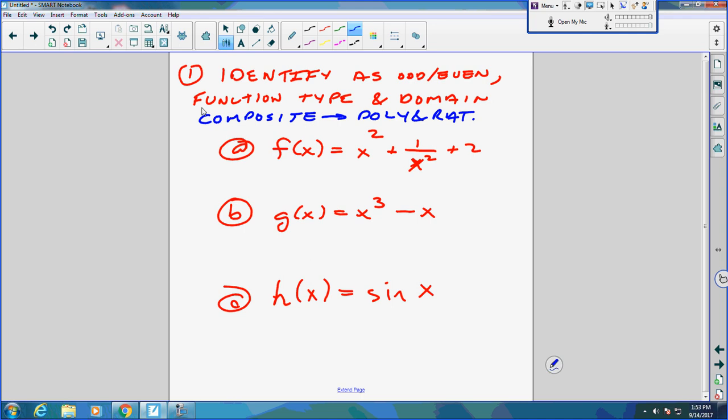The harder part here, before I do whether it's even or odd, is the domain. I know the domain of this is all reals. I know the domain of this is all reals except 0. What's the limiting factor? Is it the reciprocal portion or the rational portion? So the domain of this function is all reals except x can't be 0.